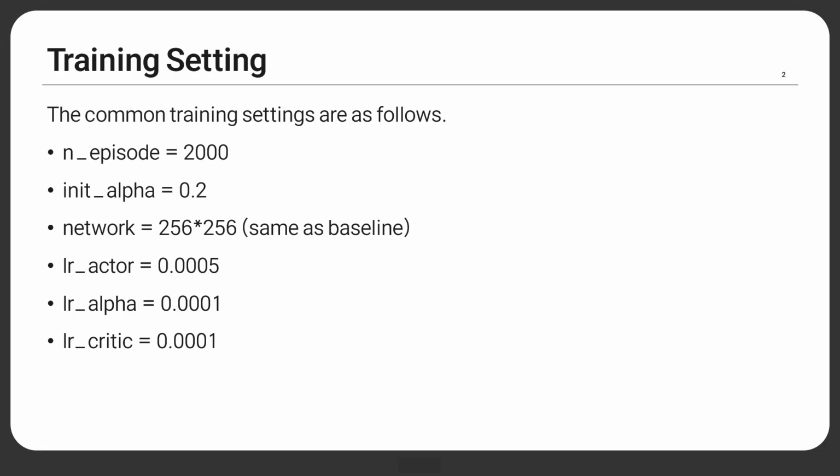First of all, I'll talk about my training settings. The common training settings are as follows. Others are the same as baseline, and the number of episodes is 2000, and I initialize alpha with 0.2. The network is the same as the baseline code, and the learning rates of actor, alpha, and critics are as written in this presentation.